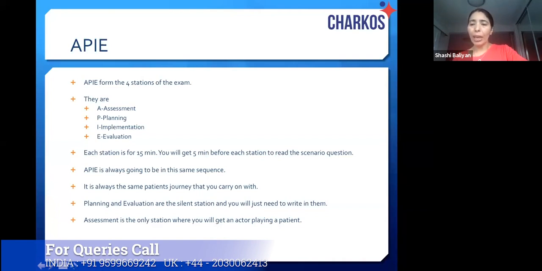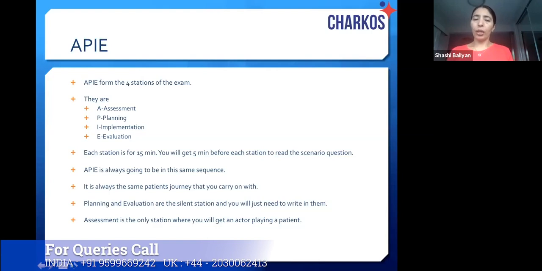Now, APIE is always in the same sequence. You will always have assessment, planning, implementation, and then evaluation. It can't be that you do the evaluation first and then the assessment. It can never be like that. APIE is always together, and it is the same patient's journey that you take. The person that you have assessed, you are going to write the care plan for the same person, do the implementation for the same person, and do the evaluation of the same person as well.